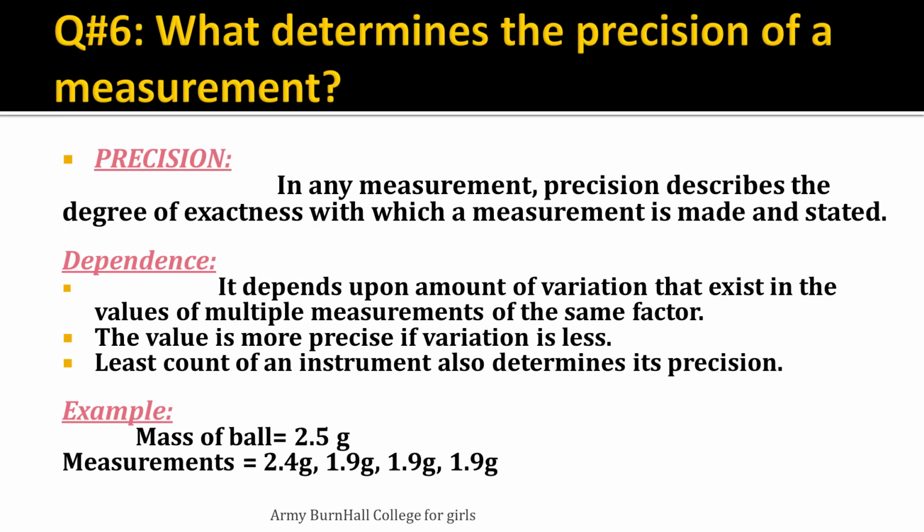So basically what happens, if the degree of exactness is there, then the value is precise. It doesn't matter whether it is close to the actual value or not.